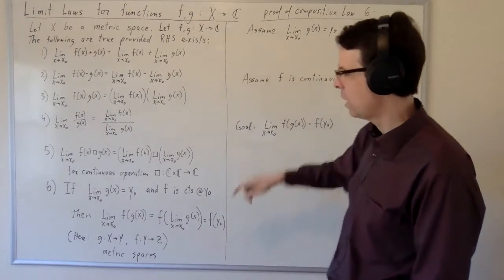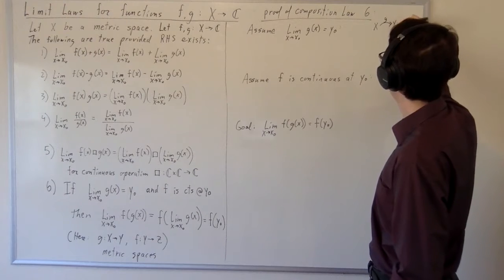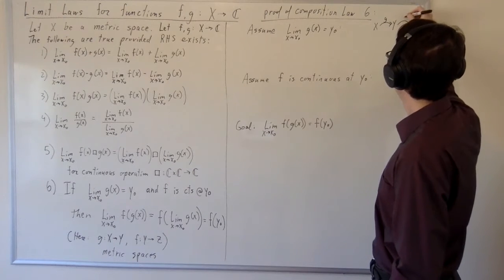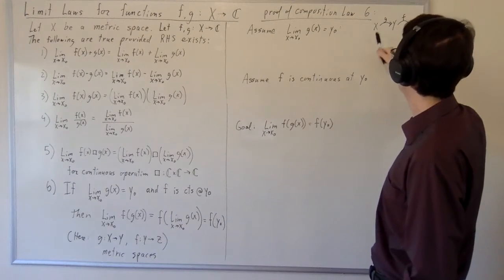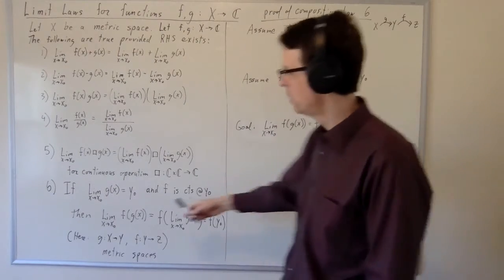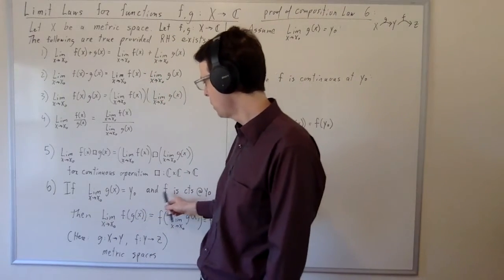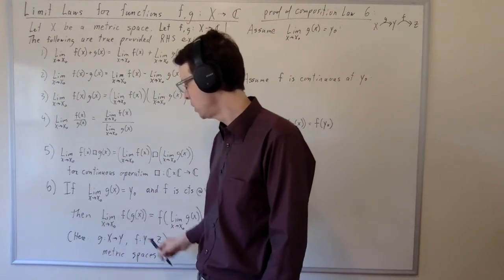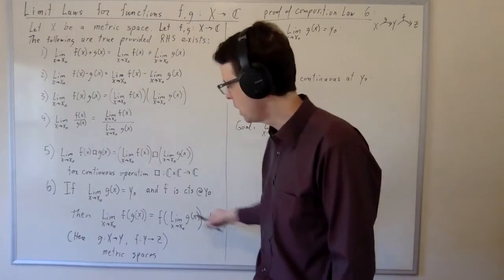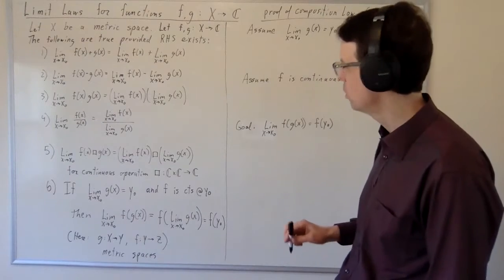We're assuming that we have two functions, f and g. We have a metric space x, and g operates on that and takes it to a metric space y, and then f operates on that and takes us to a metric space z. We're assuming that the limit of g of x as x approaches x naught is y naught, and then we're trying to calculate the limit of f of g of x, and the statement here indicates that we can pull f outside of this limit. So that's what we're going to prove next.